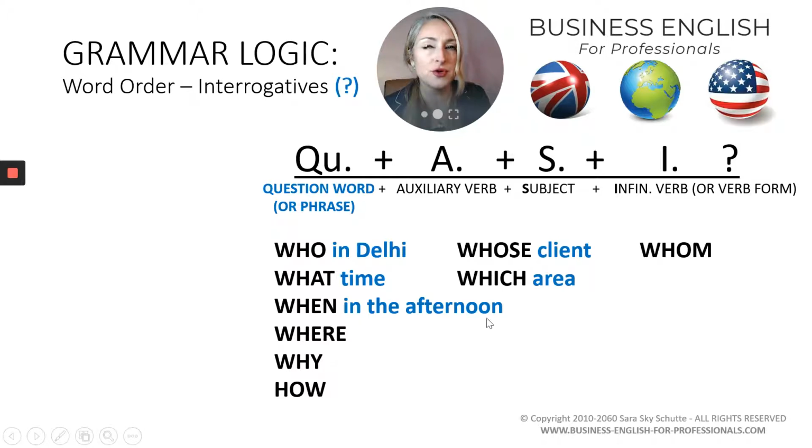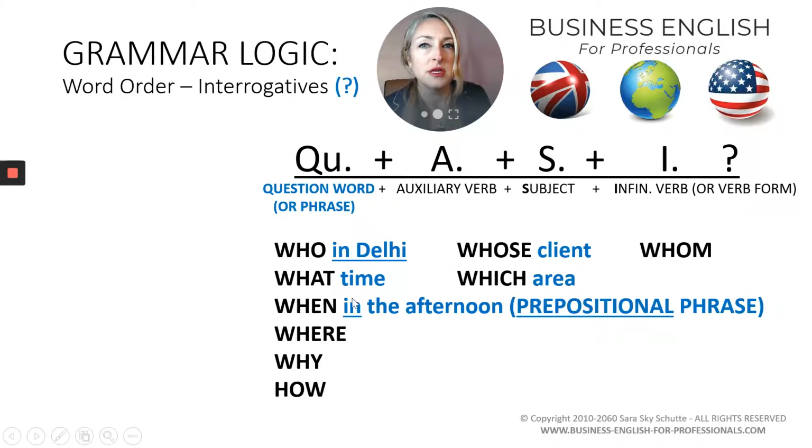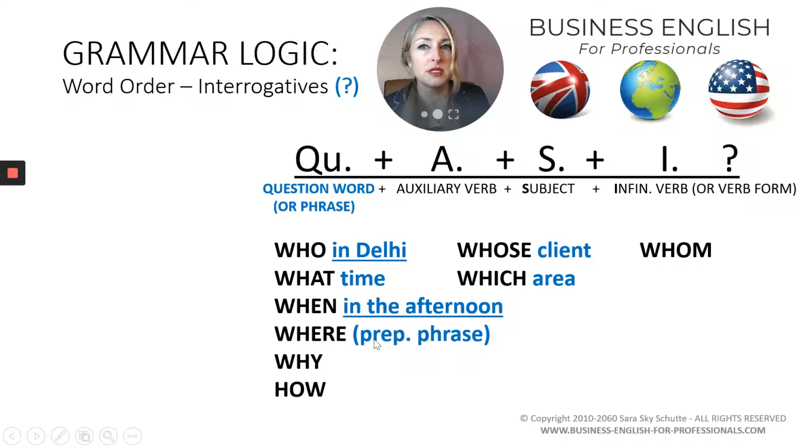When in the afternoon, prepositional phrase. So beginning with a preposition. Okay, so these that start with a preposition, they're called prepositional phrases, and it's just additional information. These prepositional phrases can be attached to the question word. Sometimes they can go at the beginning or the end of the sentence. Who do you know in Delhi? In Delhi, who do you know? Who in Delhi do you know? Okay, so you've got some options for structuring. With where, you're going to be using the same thing, like where in the world. You'd use a prepositional phrase.